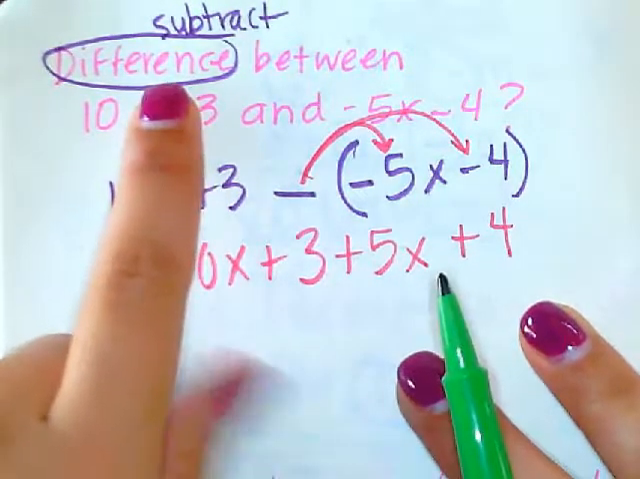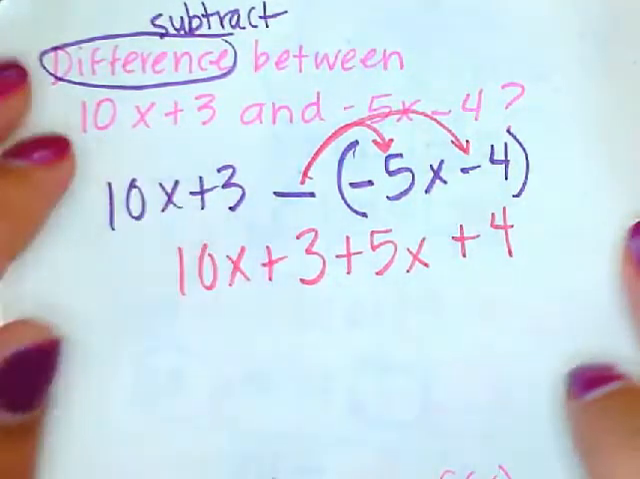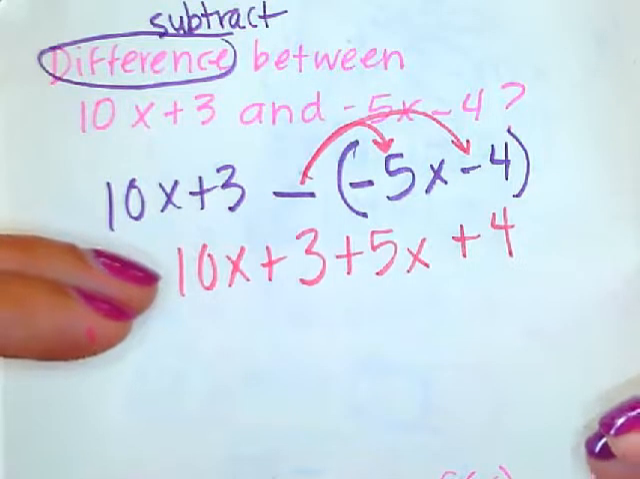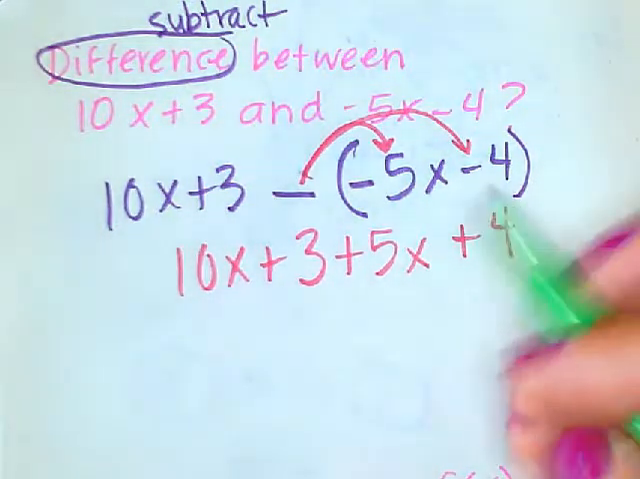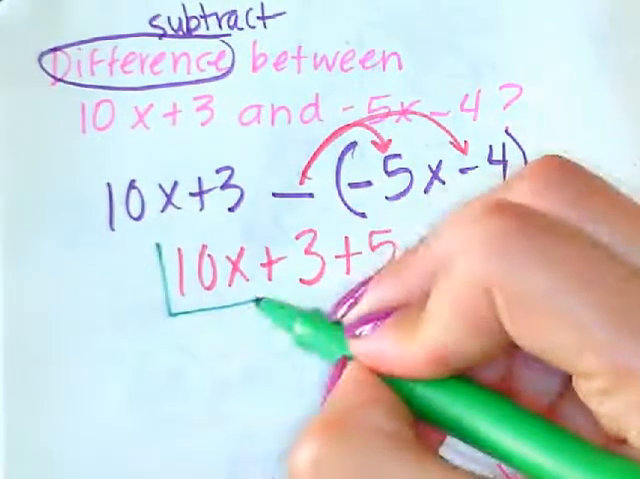One more thing, right? When you're finding the difference of expressions, you are not solving. What you're doing is simplifying. It's not said in the problem, but that's what you're doing. So here, my last step is to combine like terms.